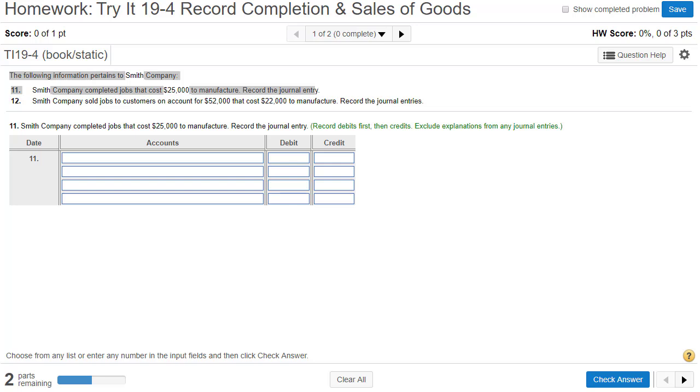Homework assignment, try it, 19-4. We're going to record completion and sales of goods. The following information pertains to Smith Company. Smith Company completed jobs that cost $25,000 to manufacture. And then we need to record the journal entry.